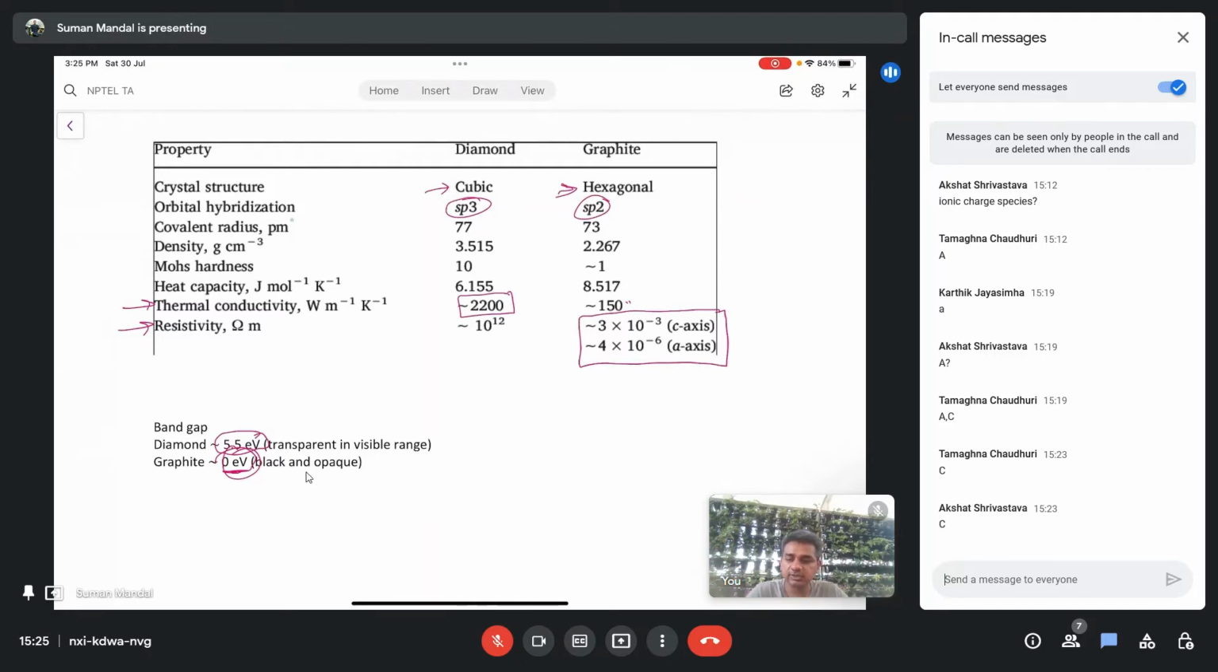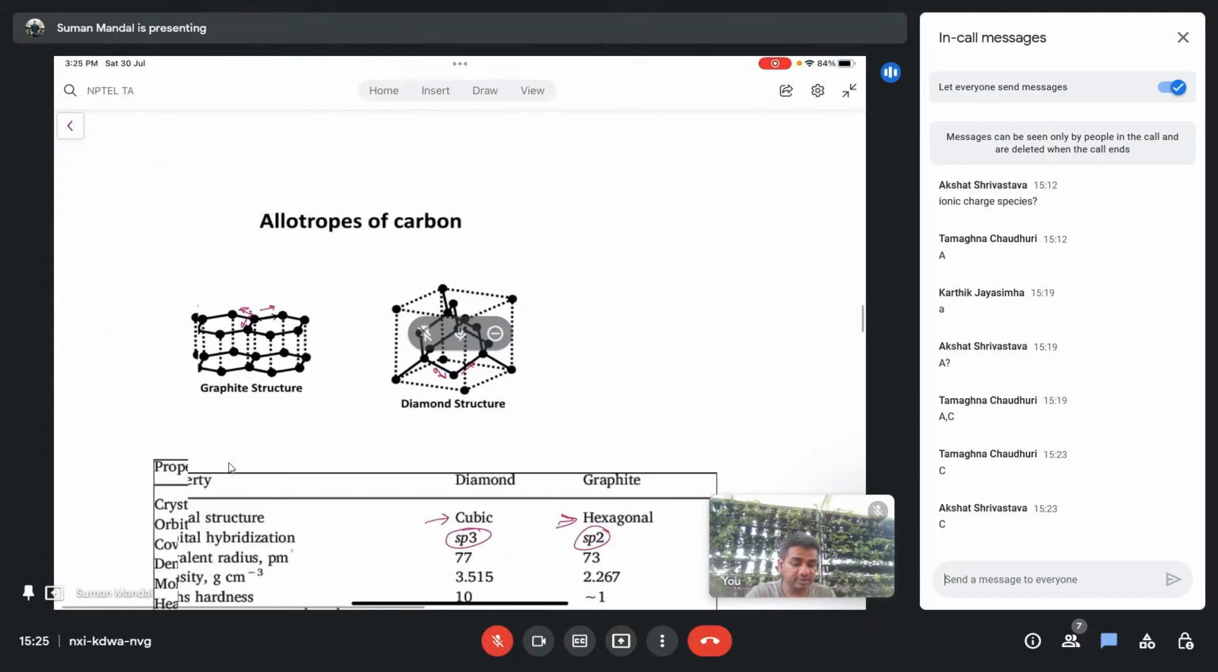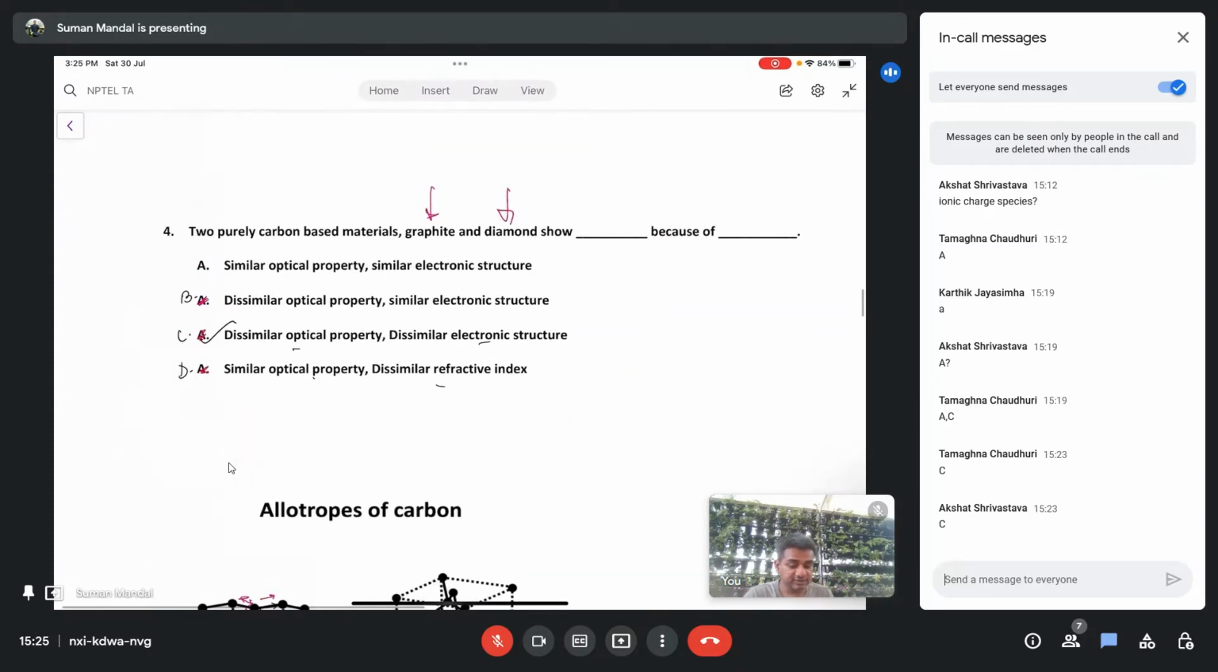You should be learning more in this course in detail. So even though both of them are made of carbon, because of the difference in electronic structure and difference in crystal structures, they have different optical properties and different electronic properties.